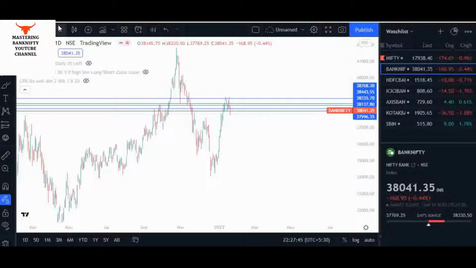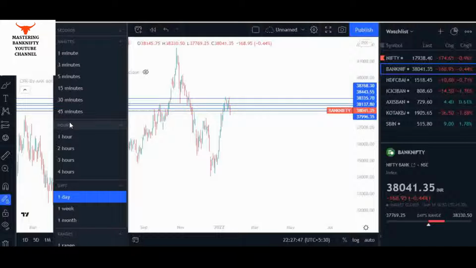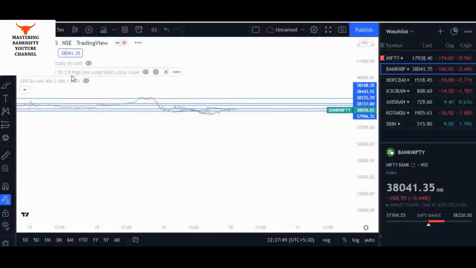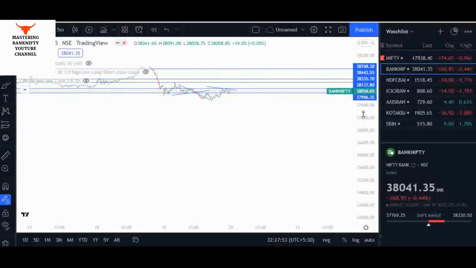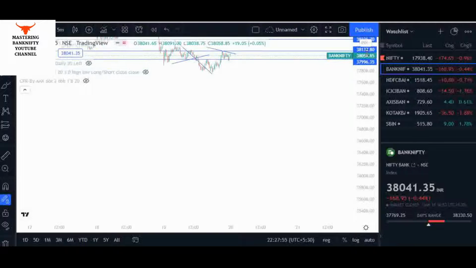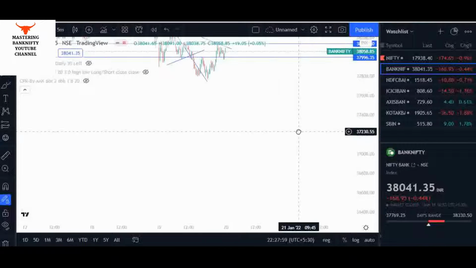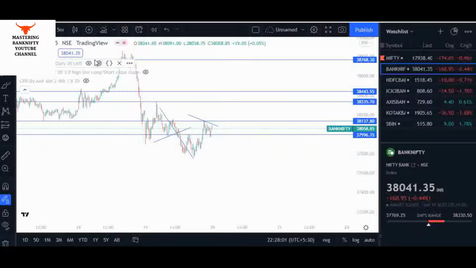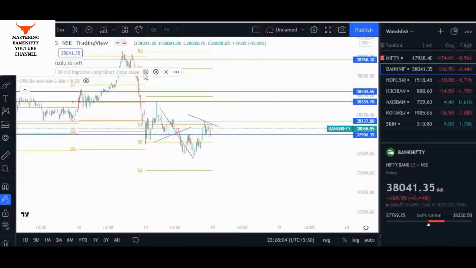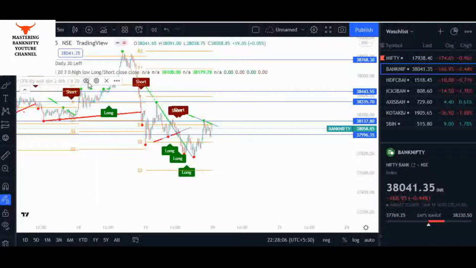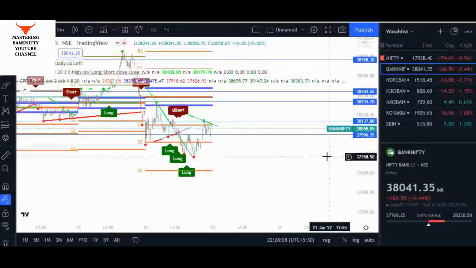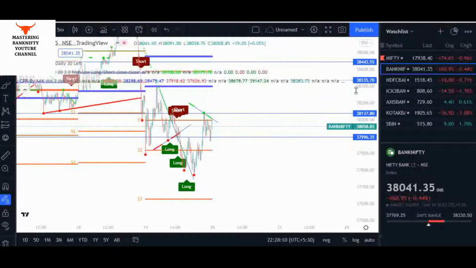Let me quickly switch to the 5-minute chart. Let us closely watch and see the various opportunities we had in today's session. Let us zoom in and expand it for your clear view.